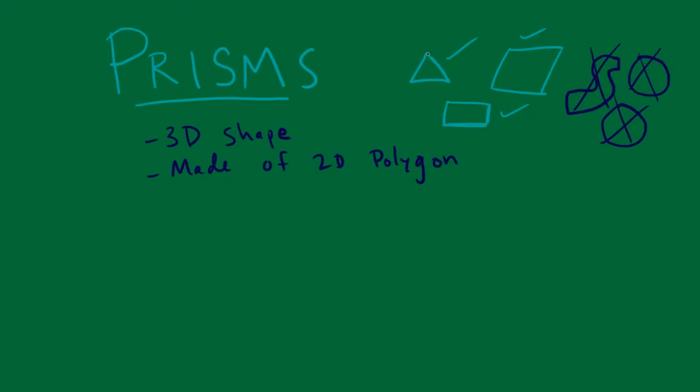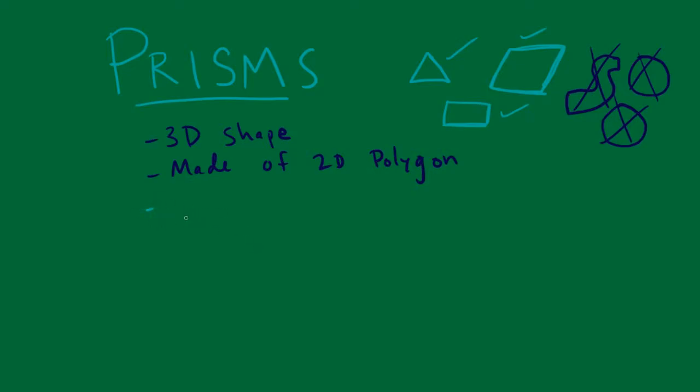They look nice, and all their sides are nice and straight, and there's no curviness. So these are polygons, and these are not. Anyway, I'm getting carried away. We're not talking about polygons, we're talking about prisms. So let's talk a little bit more about prisms.